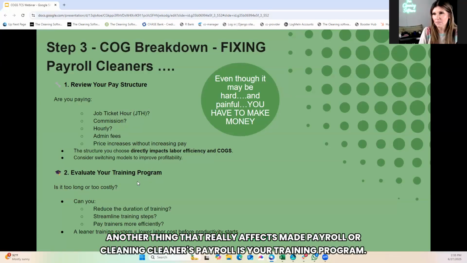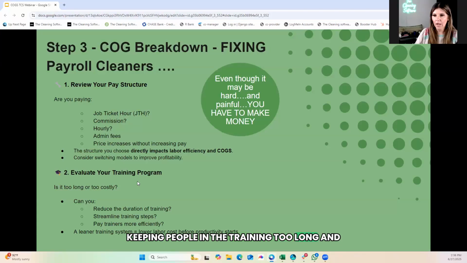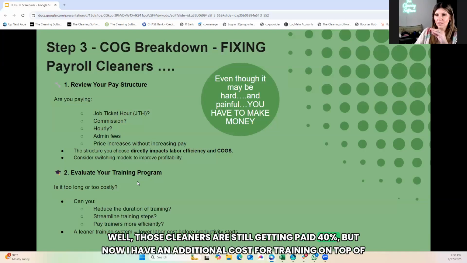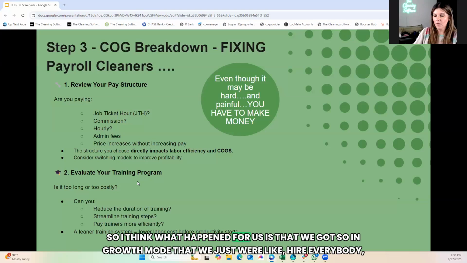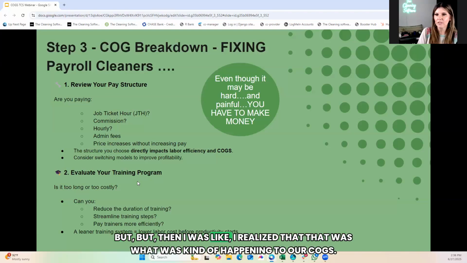Another thing that really affects maid payroll or cleaners payroll is your training program. While I was in rehab trying to fix my COGS, I figured out that we were randomly just doing training programs, keeping people in the training too long. I'm set up to pay that cleaner 40%. Well, those cleaners are still getting paid 40%, but now I have an additional cost for training on top of that. I think what happened for us is that we got so into growth mode that we just were like, hire everybody, train everybody, we need more people. And then I realized that was what was happening to our COGS. We had too many trainers.